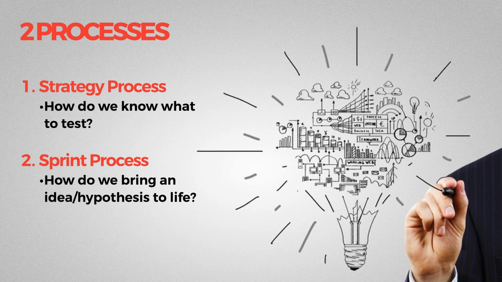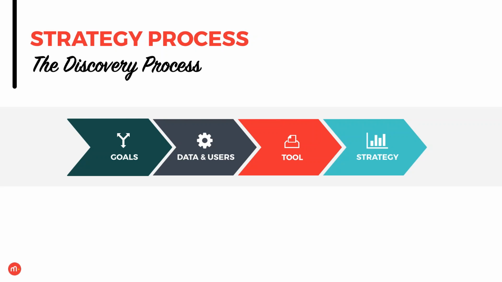So with the strategy process, it starts with the discovery process. And at a high level, that's when we find out your business goals. We take a look at the data and your users. We look at what tools would work best for your business and brand. And then, of course, the strategy, the testing roadmap to find out what things should be best to test for your case. Now, what is the discovery?